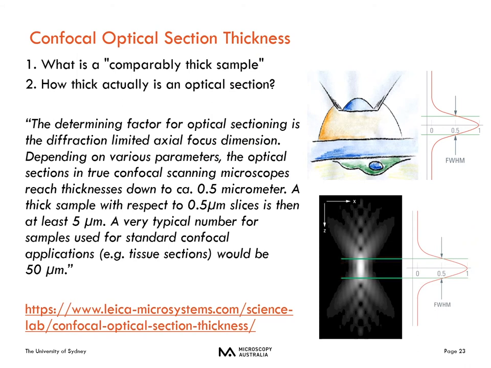Here I'd like to directly quote the information I got from the Leica Microsystems website about confocal optical section thickness, and it answers two questions. What is a comparatively thick sample? And how thick actually is an optical section? It depends on various parameters. The full width half maximum is around 0.5 micrometers in a true confocal scanning microscope optical section. So a thick sample usually refers to at least 5 microns. A very typical number for a sample used for standard confocal application would be 50 microns. So usually for sectioning, keep your sections under 50 microns or you have trouble fixing and staining your sample or even imaging.